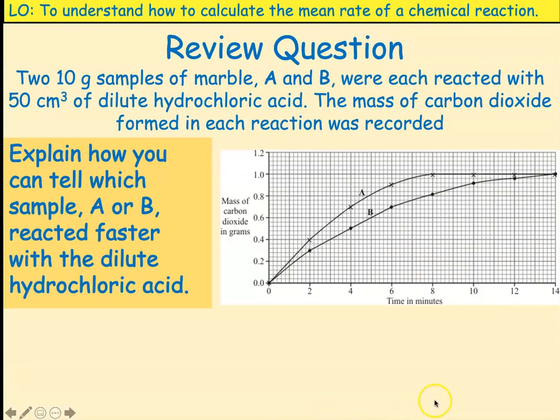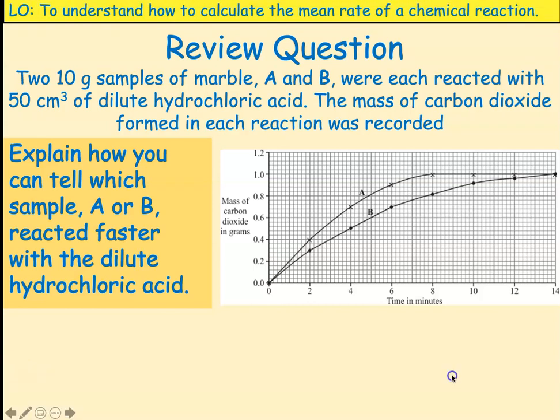Okay, 2 samples of marble, A and B, were each reacted with 50 centimetres cubed of dilute hydrochloric acid. The mass of carbon dioxide formed in each reaction was recorded. Explain how you can tell whether A or B reacted faster with the dilute hydrochloric acid. So I want you to pause the video now and write down your explanation.